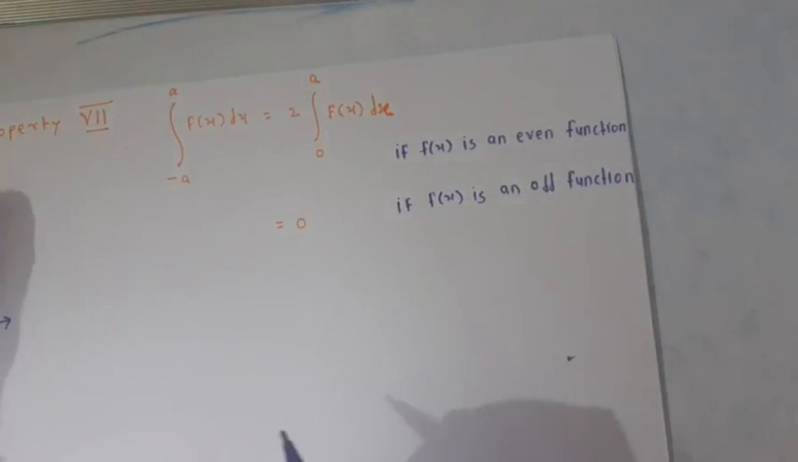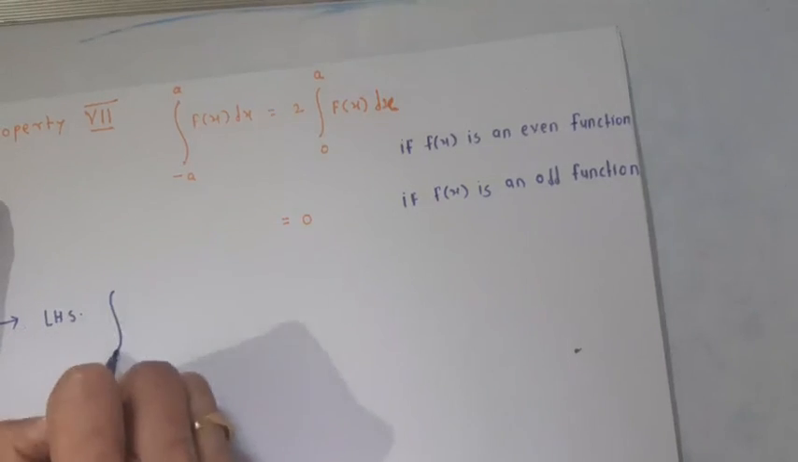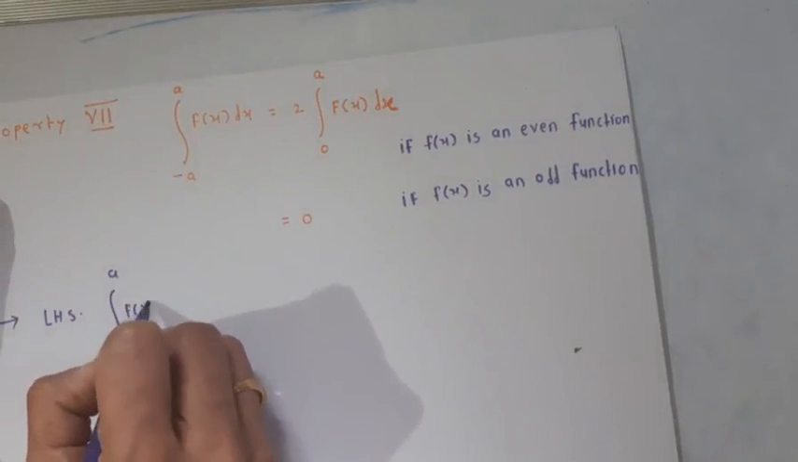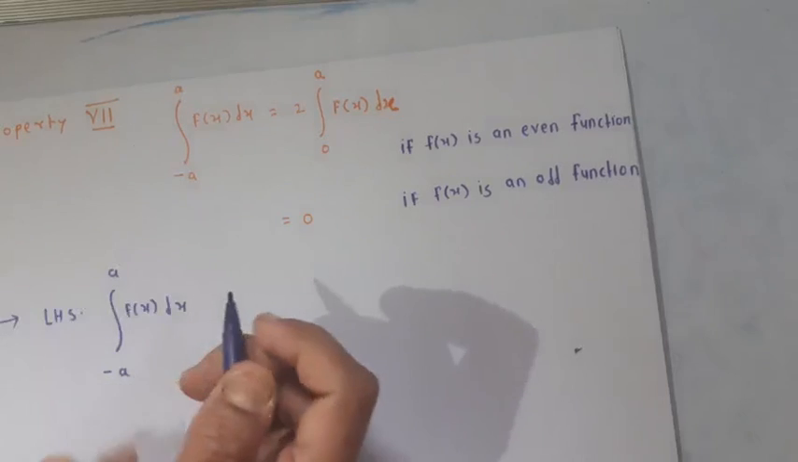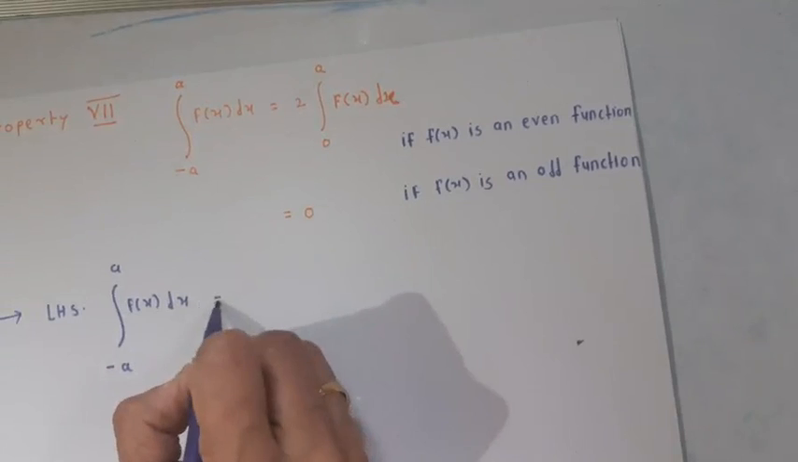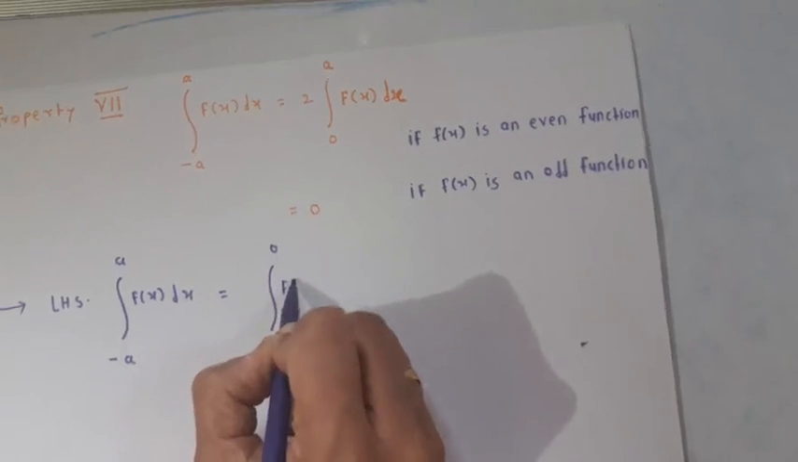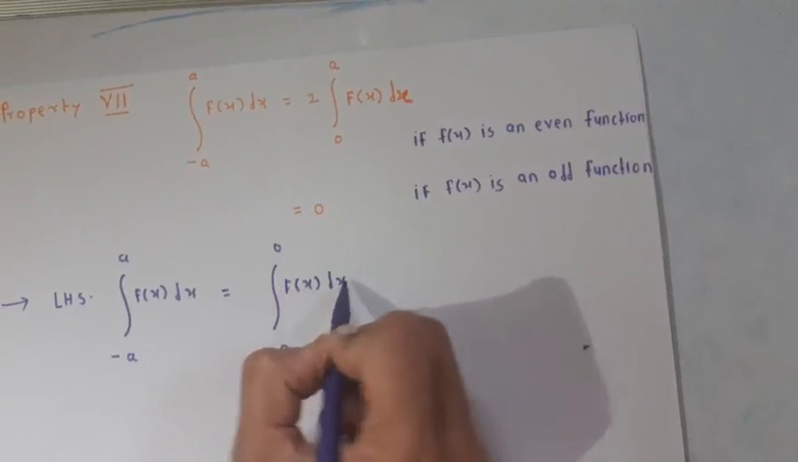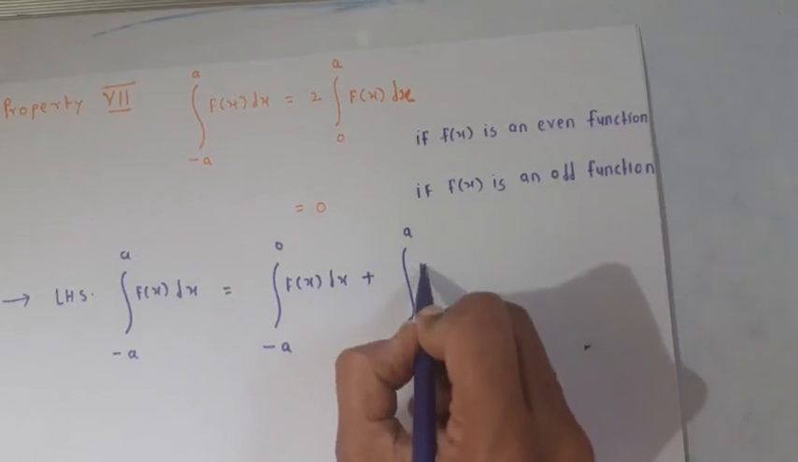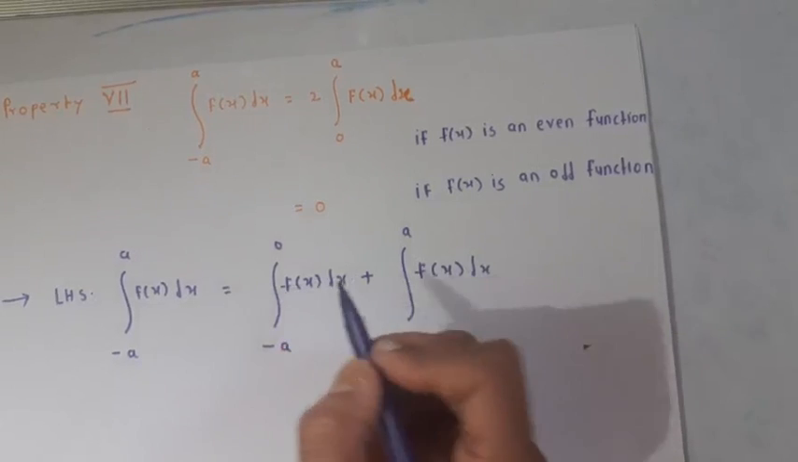Let us prove the property. LHS equals integration, limits of integration minus a to a, f of x with respect to x. Let us consider this equal to integration from minus a to 0 of f of x with respect to x, plus integration from 0 to a of f of x with respect to x.